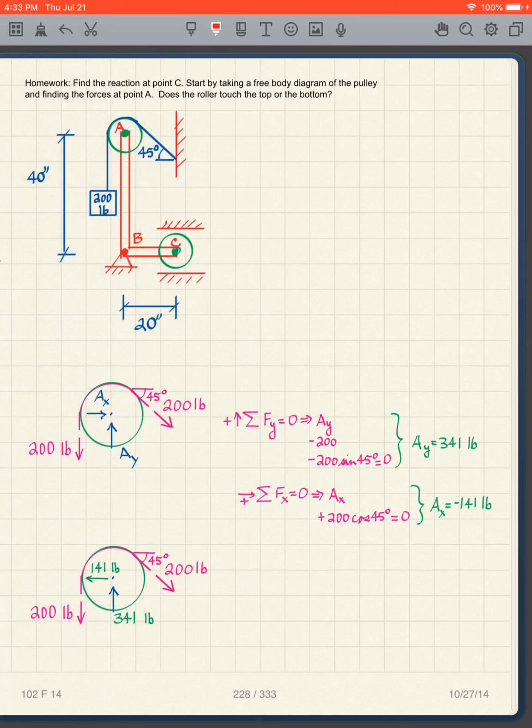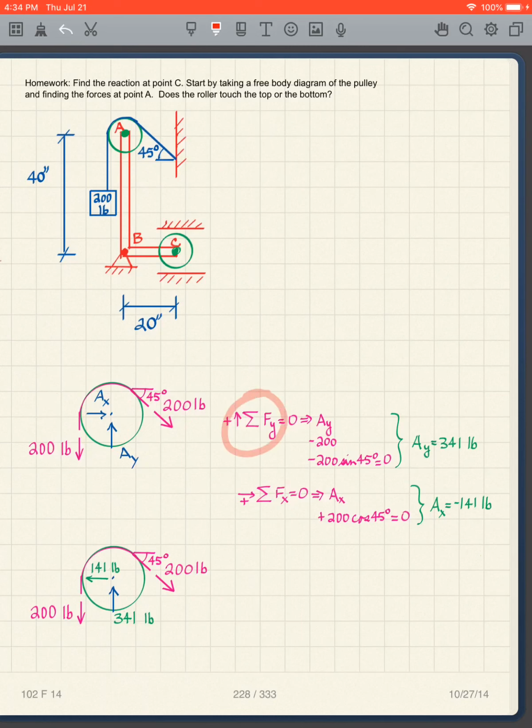Okay, it says start with the pulley, and that's fair enough. We know that this is 45 degrees. That's 200 pounds, so we know the tension in the cable is 200 pounds. And so I've got the 200 pounds acting at 45 degrees downward to the right, and straight down 200 pounds. And then of course at the axle of this pulley, we have an AY and AX. So I'm looking at this free body diagram.